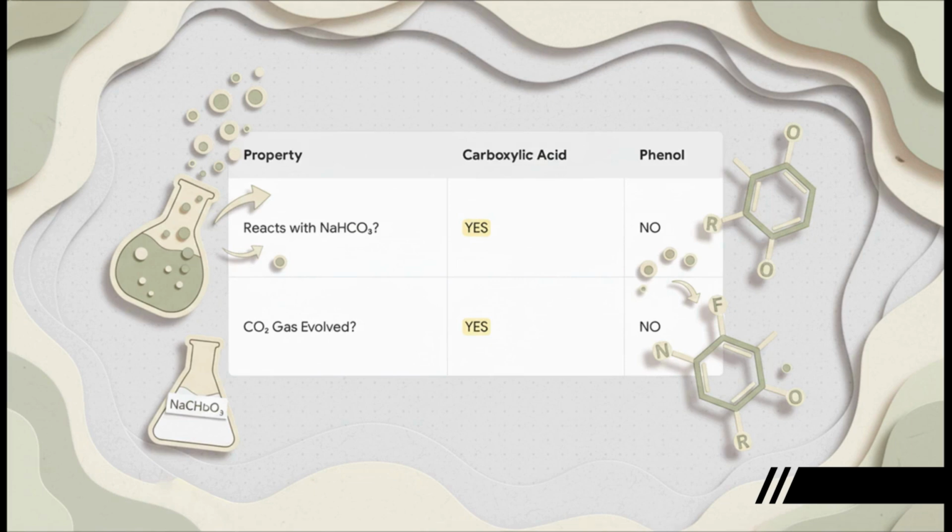See, both carboxylic acids and phenols are acidic. But, and this is a big but, as you can see in the table, only carboxylic acids are acidic enough to react with a weak base like sodium bicarbonate and produce that CO2 gas. Phenols just aren't strong enough. This is the single best test to tell them apart.